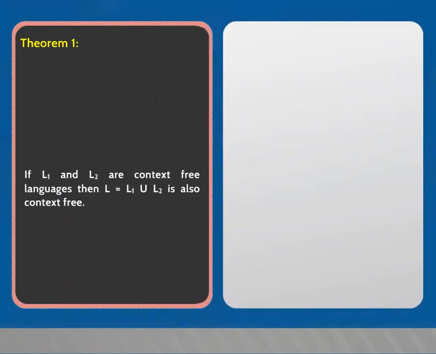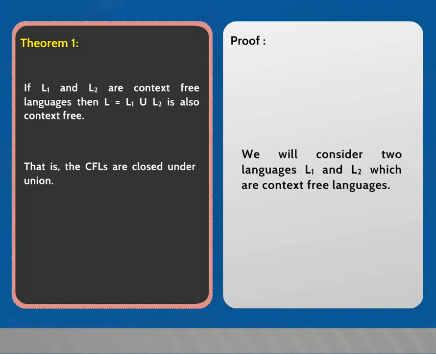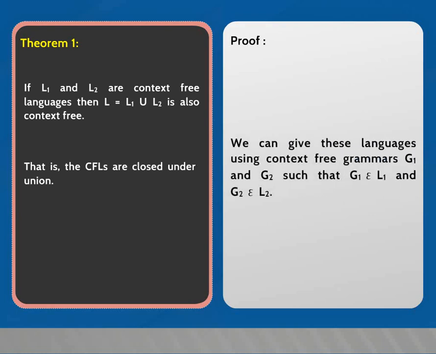Theorem 1. If L1 and L2 are context-free languages, then L equal to L1 union L2 is also context-free. That is, the CFLs are closed under union. Proof. We will consider two languages, L1 and L2, which are context-free languages. We can give these languages using context-free grammars G1 and G2 such that G1 generates L1 and G2 generates L2.